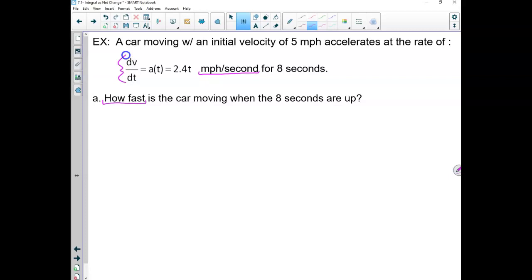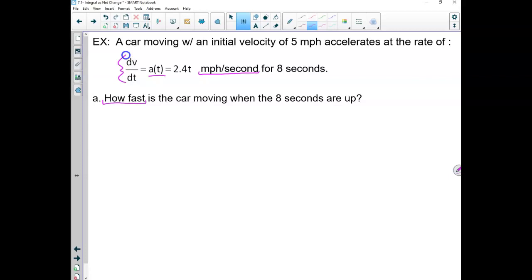So remember, if I have a of t, well, how do I find out how fast I'm going? How fast I'm going is actually velocity, is it not? It's the positive aspect of velocity. Okay, and think about this.